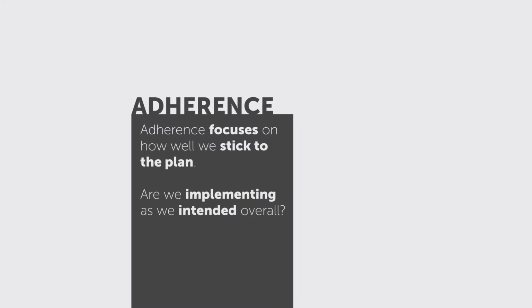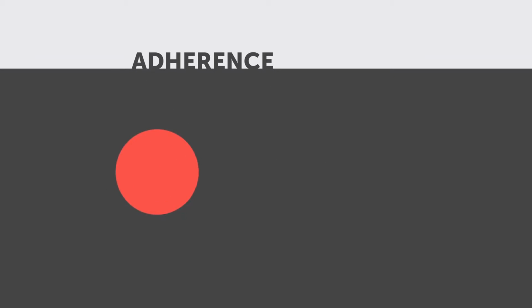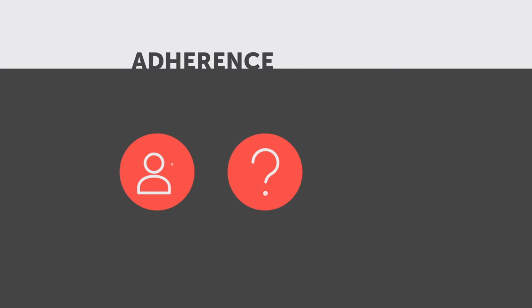First, let's talk about adherence. Adherence focuses on how well we stick to the plan. Are we implementing as we intended overall? For example, if we are using a project-based learning approach, are we using a student voice to drive the activity? Do we have a driving question? Is there a project or a problem as the focus of the planned work?